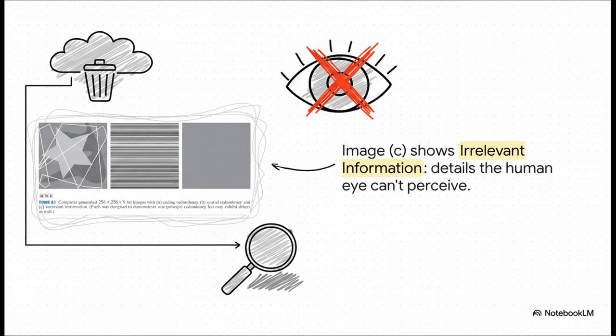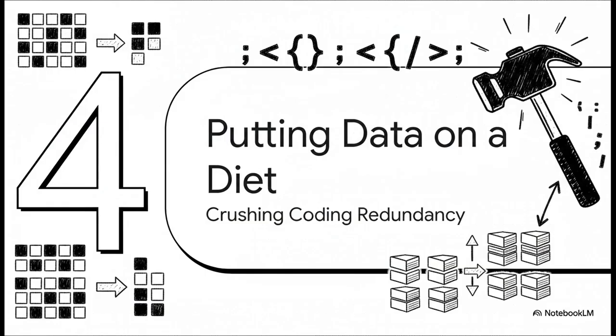Think microscopic changes in a solid block of color. I mean, if we can't even perceive it, why on earth are we wasting precious data to store it? Okay, so we've identified the enemy, redundancy, in 3 different forms. So now what? How do we fight back? Let's zoom in on that first one, coding redundancy, and see one of these data diet plans in action.